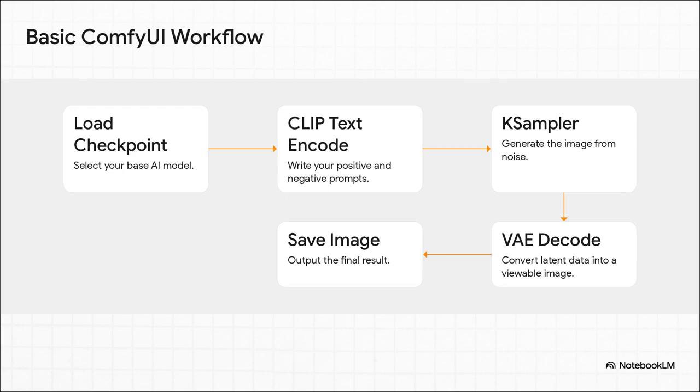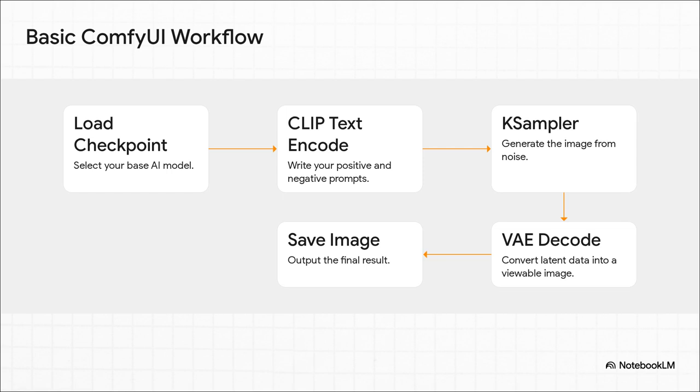Let's just walk through a really basic workflow. First, you start with a load checkpoint node. That's where you pick your base AI model, kind of like choosing a type of film for a camera. Then you've got clip text encode nodes. Think of these as your instruction manual, where you write what you want to see, and just as important, what you don't want to see.